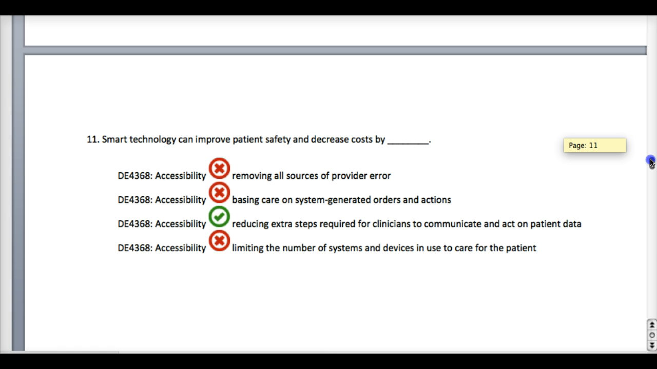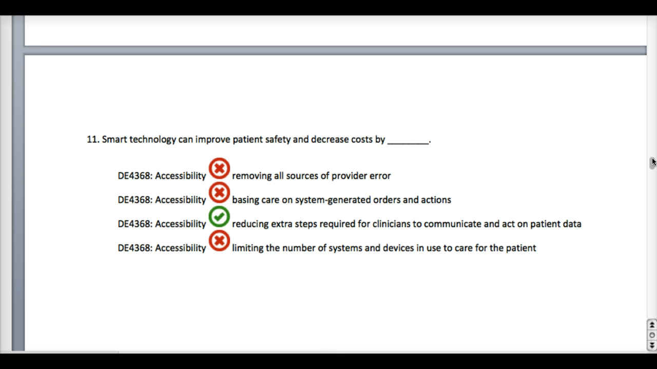All right, smart technology can improve patient safety and decrease costs. Well, if I think about smart technology, I think about my phone. That has smart technology on it. It allows me to do things easier, like deposit a check from home at 2 o'clock in the morning rather than going to the bank. So let's take a look at some of it. Remove all sources of provider error. Nothing is ever going to do that. You know that from our discussions.